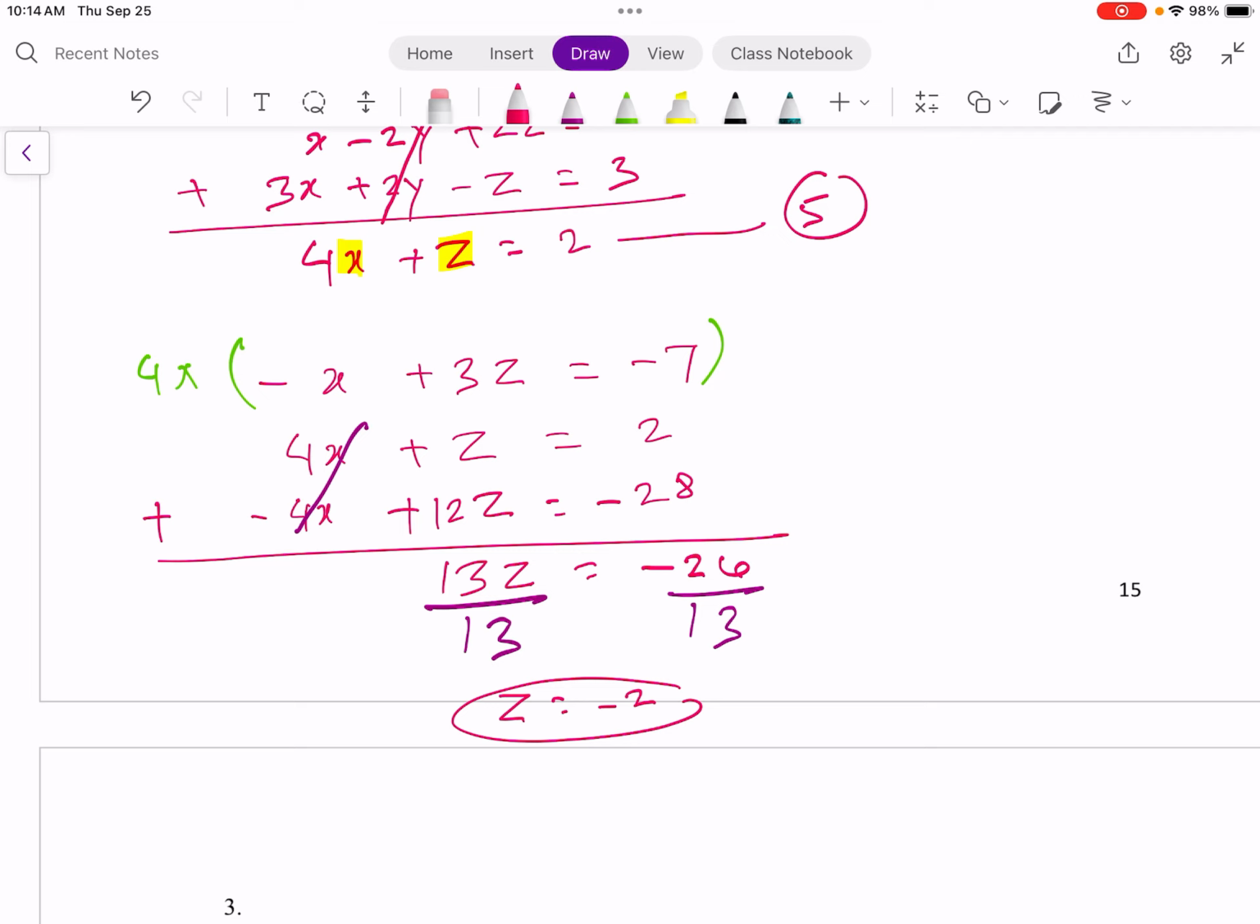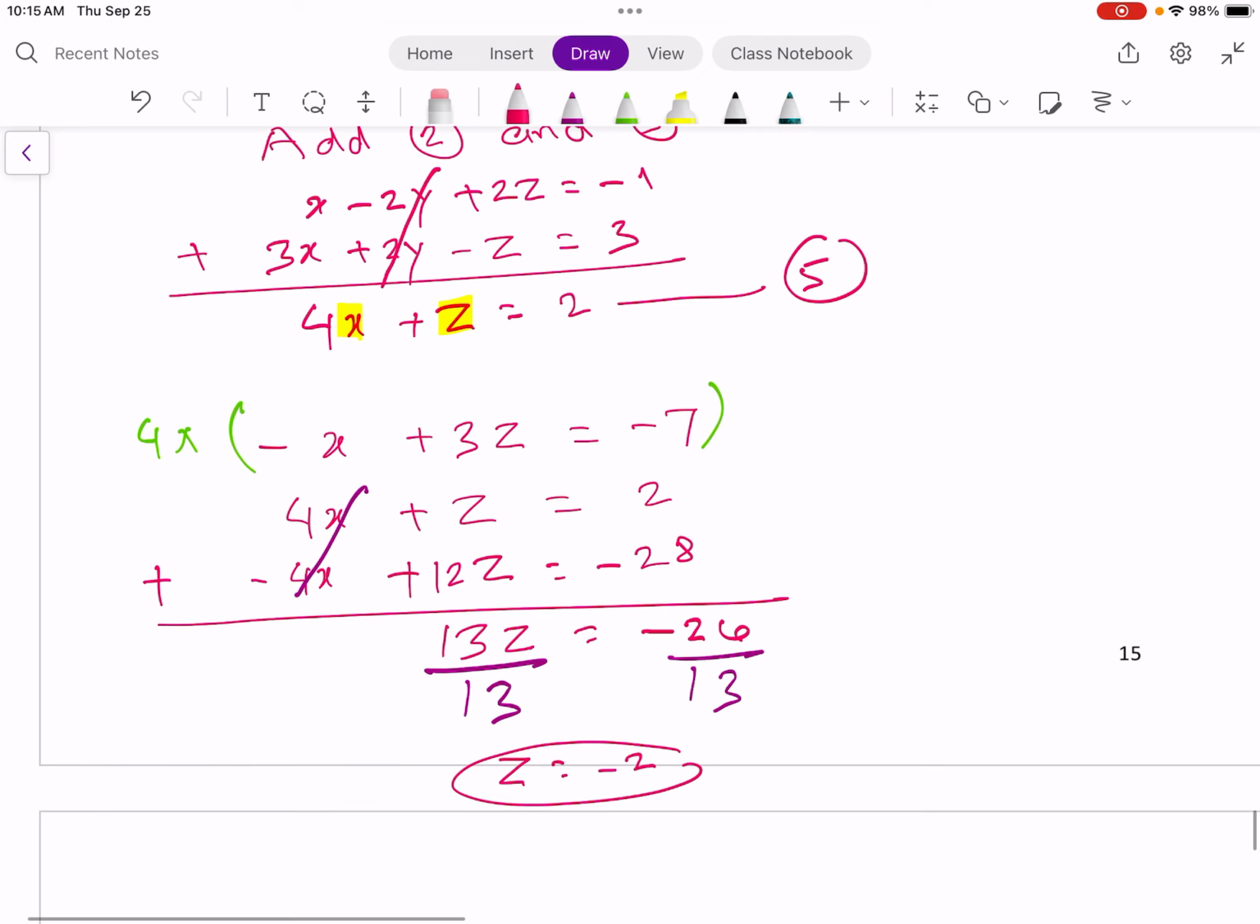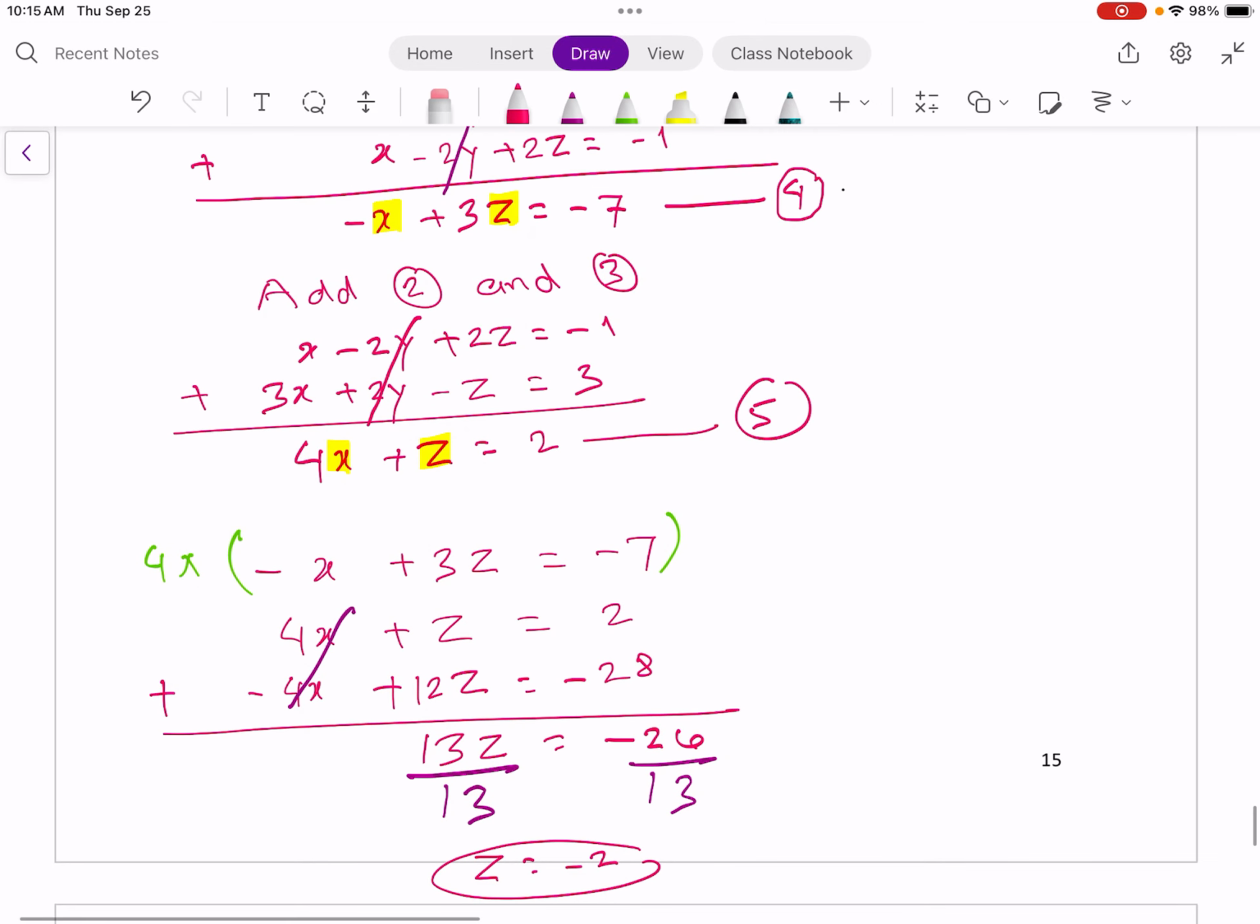We still have x and y to find. Now how can we find the value of x? We know g is equal to negative 2. So to find the value of x, we substitute g equals negative 2 in our equation 4 or 5. Okay, you can substitute g equals negative 2 in equation 4 or 5. We always get the same answer.